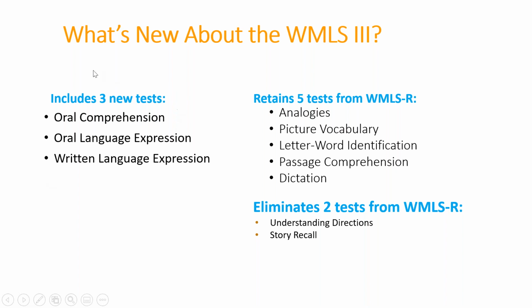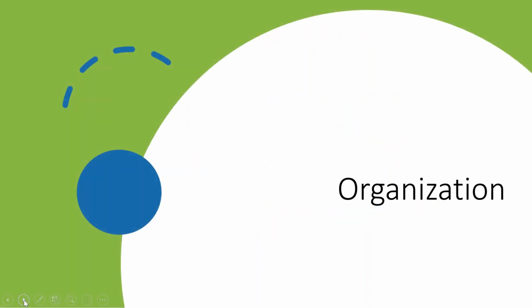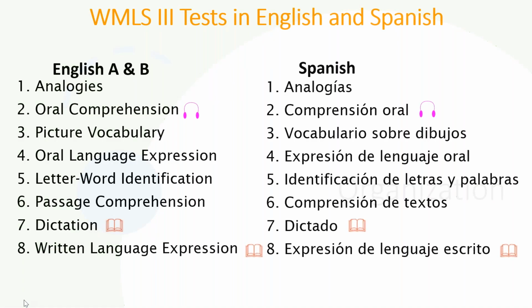And then the WMLS-3 includes 3 new tests. There's an oral comprehension test, an oral language expression test, and a written language expression test. I'm going to show you what some of those look like as we go through the presentation. So when we're looking at the organization, we have your English version with the 8 tests listed here, and your Spanish version with the 8 tests listed here. You'll notice that only one of the tests has an audio recording, and that's the oral comprehension. That's going to be housed under the online scoring platform under resources. And then you do need the student response booklet for those two writing tests.